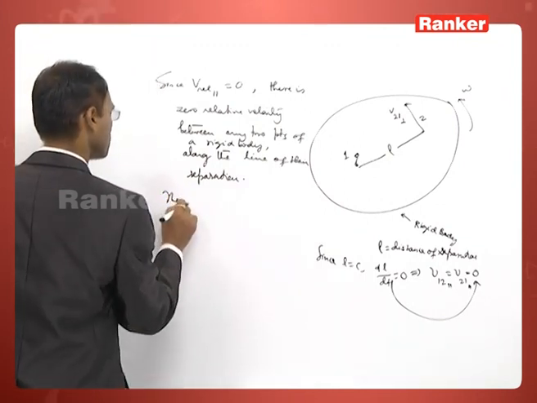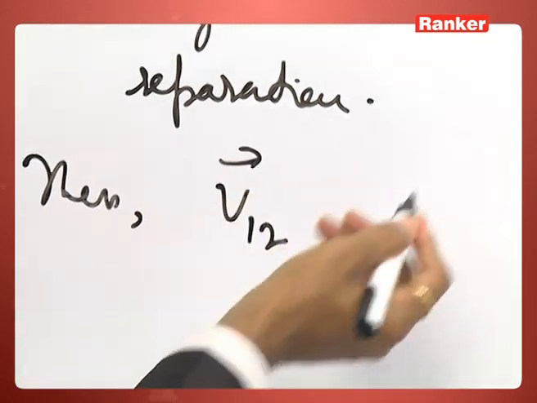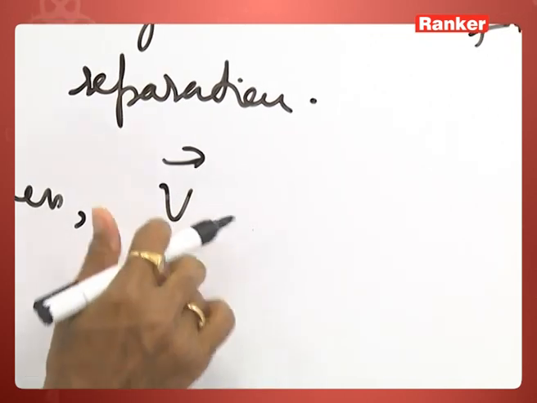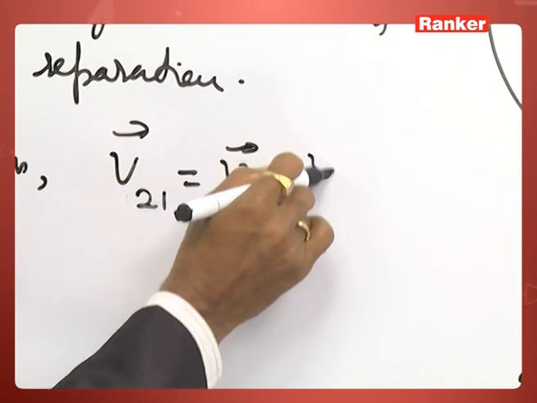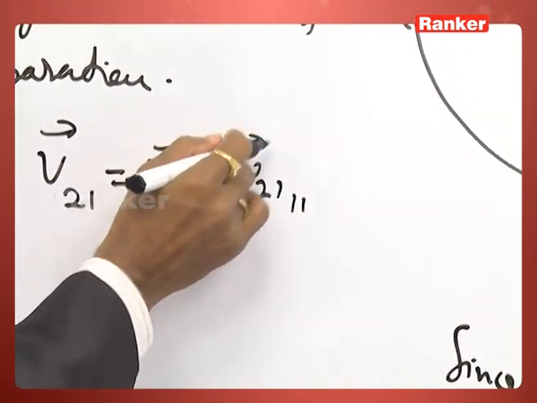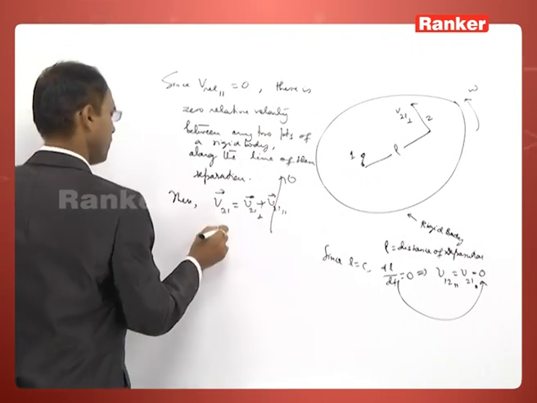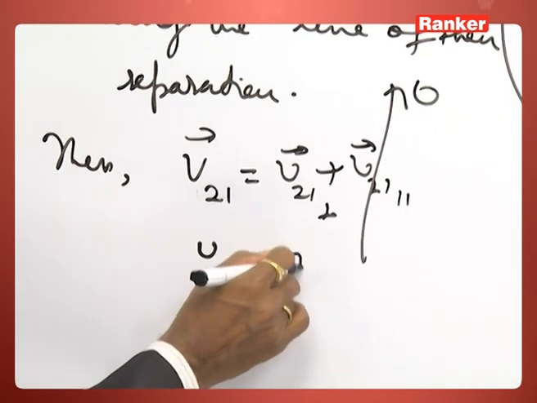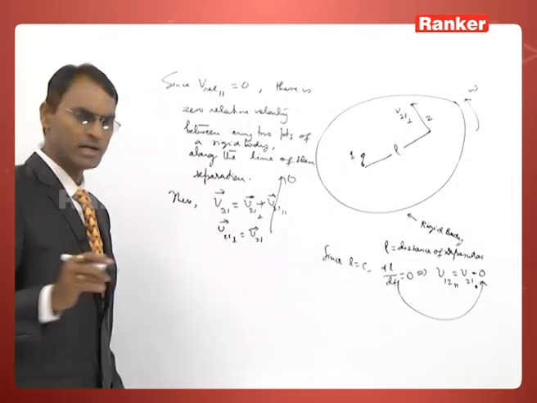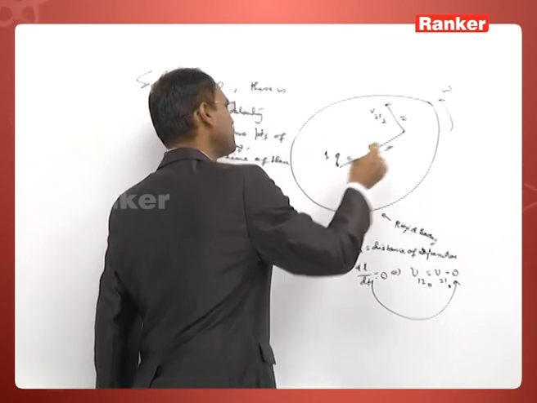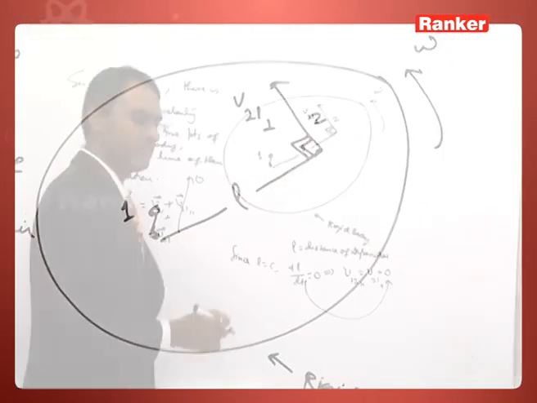Then V12 or V21 can be written as V21 perpendicular plus V21 parallel component. Since the parallel component will be equal to 0, V21 perpendicular can be written as V21. So the relative velocity of 2 with respect to 1 is perpendicular to the line joining them. That's the idea.